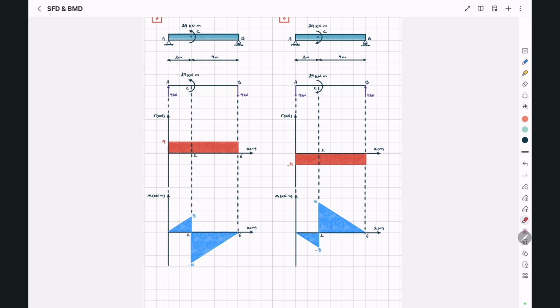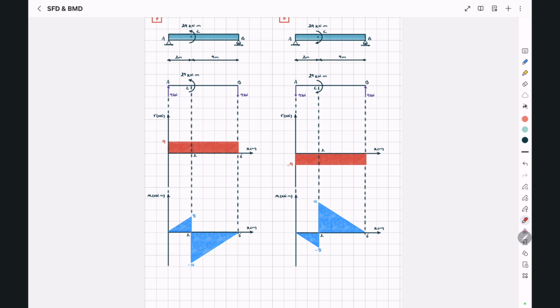Between C and B, we don't have any concentrated moments applied. So this area will be the change in our moment. 4 multiplied by negative 4, or negative 16. So positive 16 plus negative 16 will bring us back to a moment equal to 0. And the intensity of shear is constant, equal to negative 4. So the slope of our moment diagram between C and B will remain constant, and we can draw a straight line with a slope of negative 4 between these 2 points.